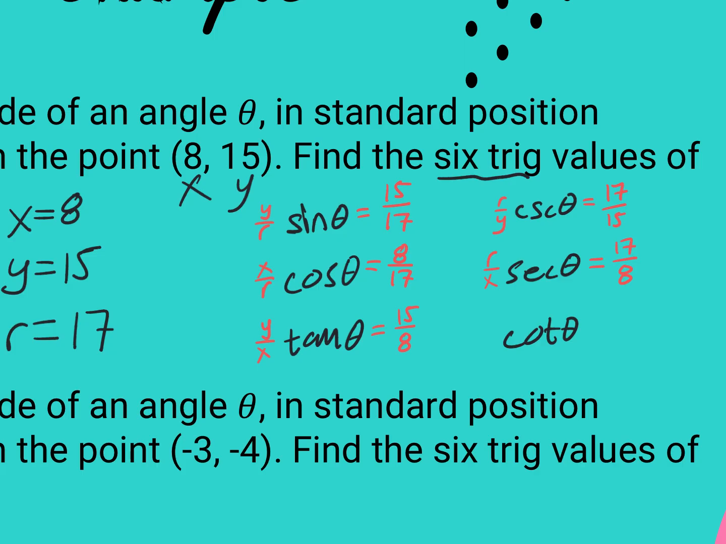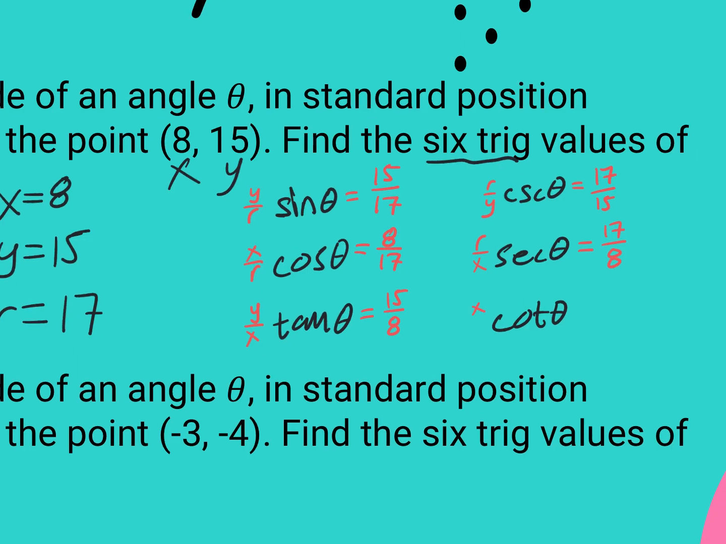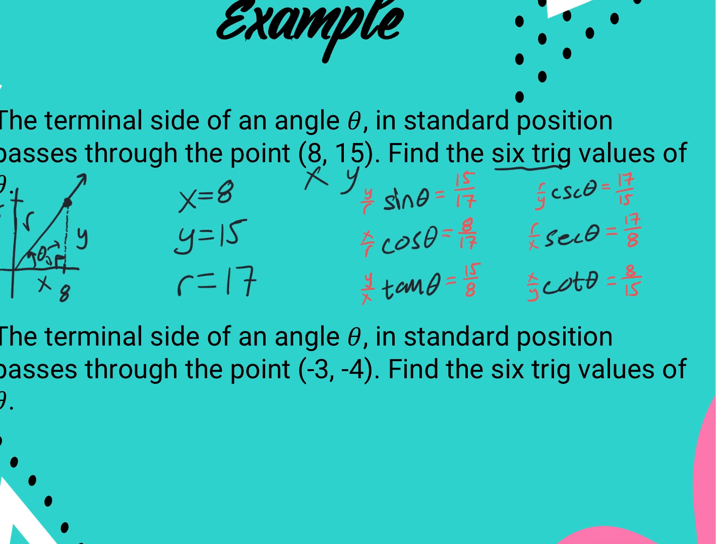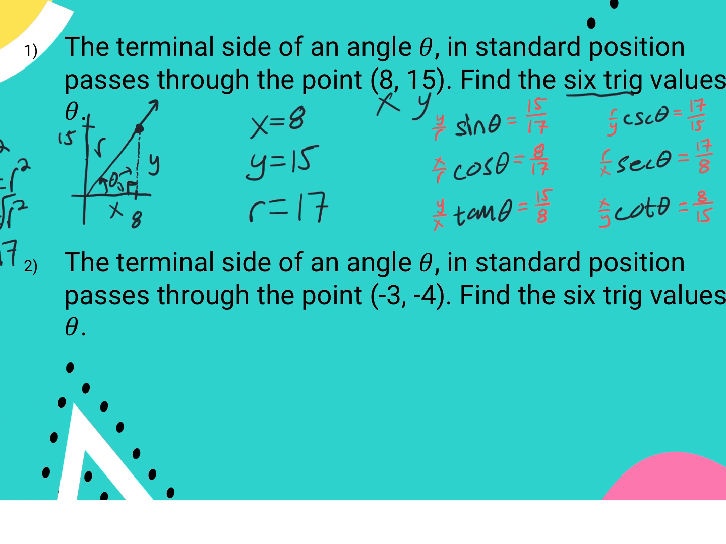All right, and then cotangent goes with tangent, so this one's x over y. So this one's going to get us 8 over 15. And those are our 6 trig values. That's all we have to do. All right, let's try the exact same thing with the next one.